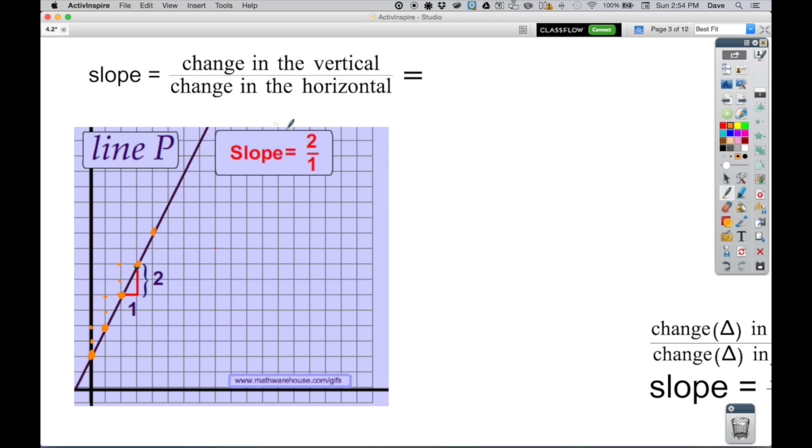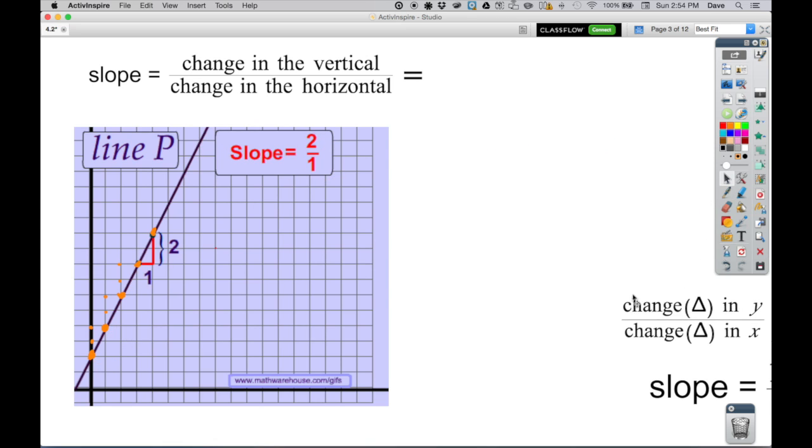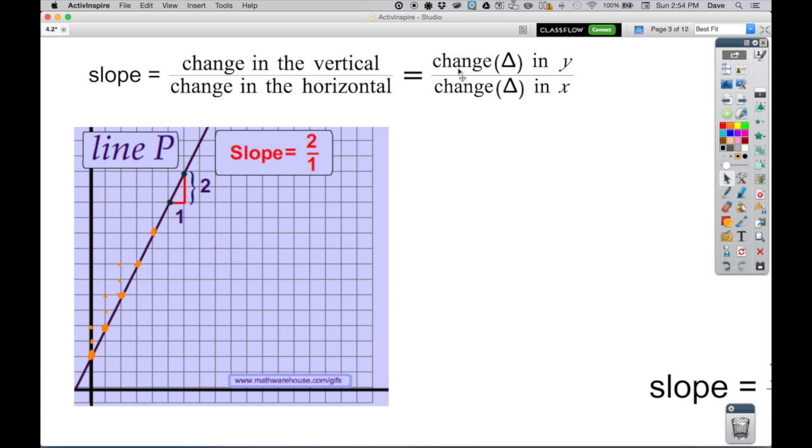Slope is just a ratio. We look at the change in the vertical, which in this case is 2, and compare it to the change in the horizontal, which in this case is to the right, 1. And so that's how they get this slope of 2 over 1. Now, sometimes you'll see it like this. They'll call it the change in y.